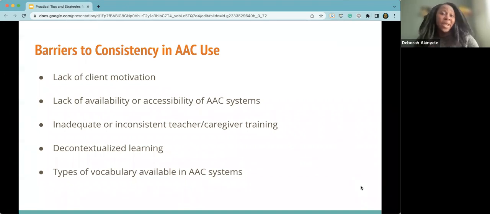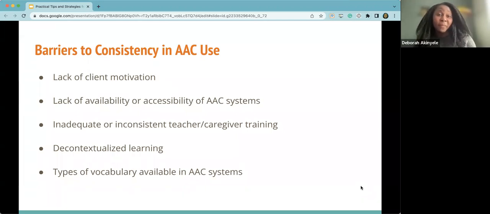So you might have a client who has a device and it's always present, but they're not interested in using it. If it's on an iPad, they might just push the buttons and play with it or move to other parts of the iPad and not actually engage with the program that's on there. Or if you're thinking about something that's a little bit more low tech, such as pictures or a communication board, where if there is not a motivator that's present for the client, then they're not necessarily engaged with it.